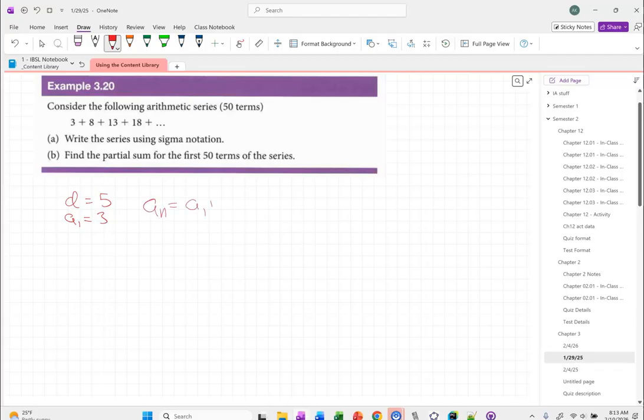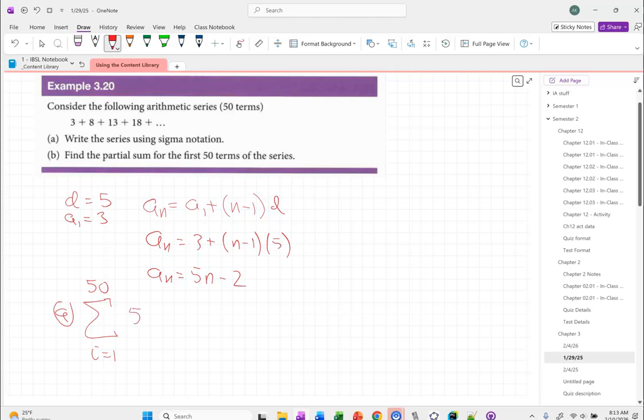So my formula for that sequence is going to be 5n minus 2. Everybody feel good there? So if I want to then write this using summation notation, I can do that.